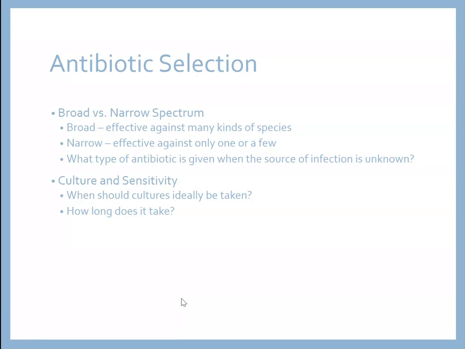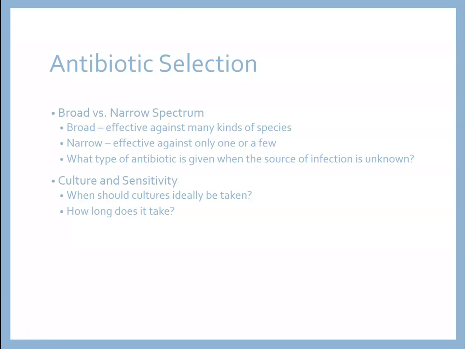But again, if you think about our normal flora that we have inside, we have a huge biome in there. If you're doing broad spectrum antibiotics for a while, you're going to wipe out a lot of that biome. Versus narrow spectrum is effective against only one or a few different species of bacteria. And that's really what we want to do when we treat someone with antibiotics, is we want to be as specific as possible. And it really depends on the patient and what's going on. But again, we need to know the difference between broad and narrow.